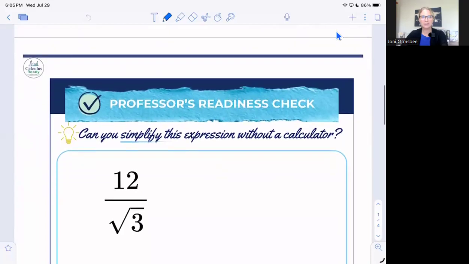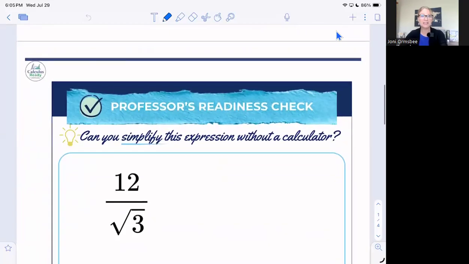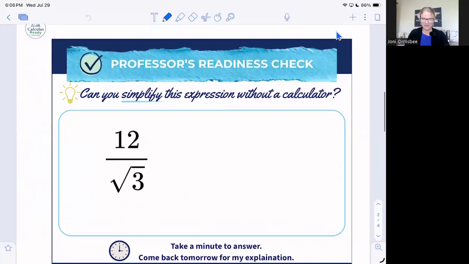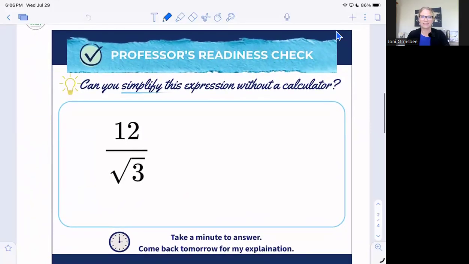Yesterday at my professor readiness check on my business page, Calc Ready, you'll see a professor's readiness check that we did. And so I asked if you could simplify this expression without a calculator. And so I'll give you a minute to try to do that if you didn't get a chance to do it yesterday. All right. Well, let's see if we can do it together.